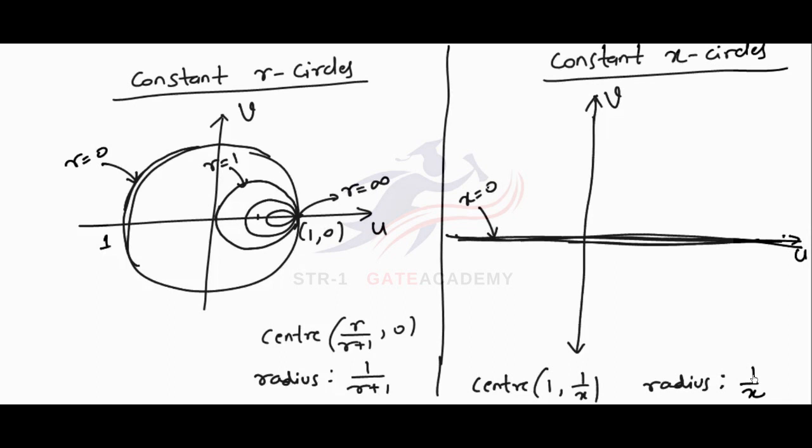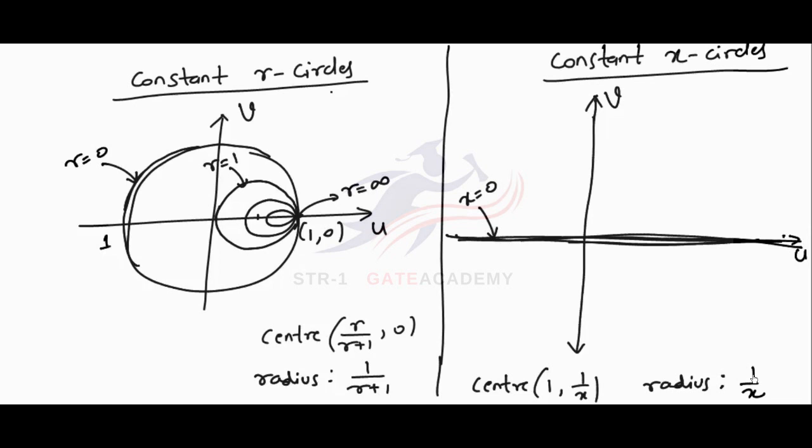Now next, x equal to 1. For x equal to 1, the radius is 1. Now x can be either positive or negative because it is reactance. So reactance can be positive or negative, but resistance is always positive. So therefore we did not consider negative values while studying the constant r circles. But while studying constant x circles, we need to consider negative values also.